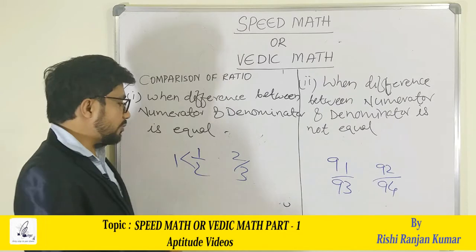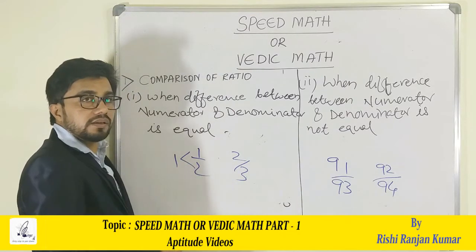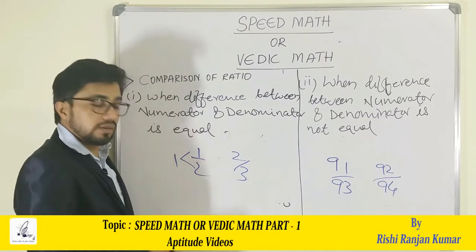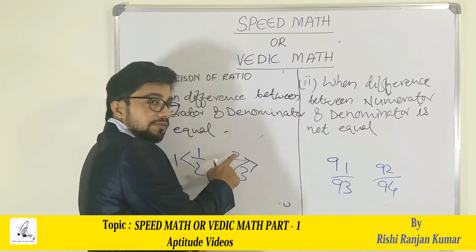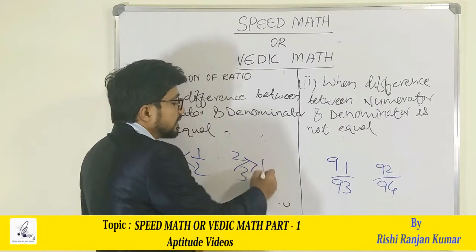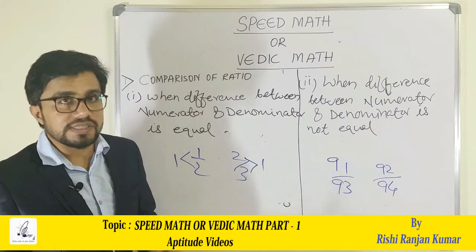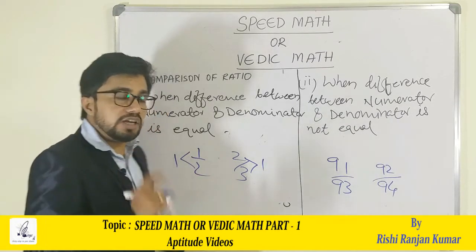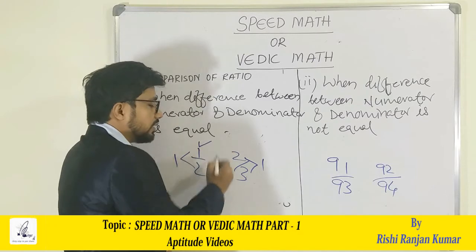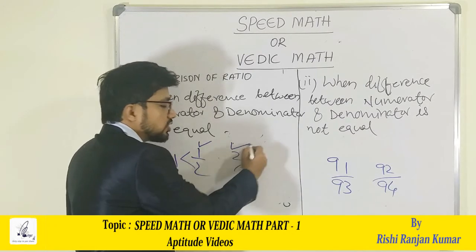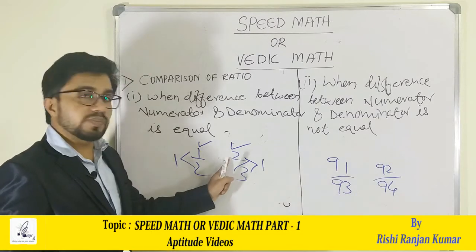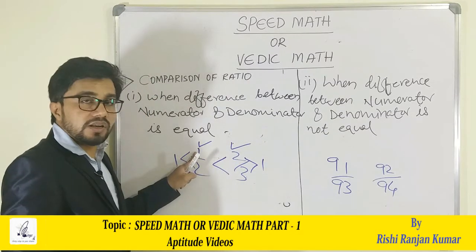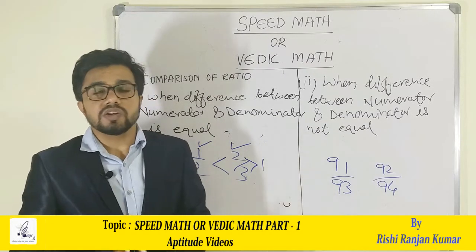Let's start with the same example once again, 1 by 2 and 2 by 3. Here, the difference between numerator and denominator is 1. What is the difference here? The difference between numerator and denominator, once again 1. Is the difference equal? Obviously yes. The difference is 1, 1, equal. In that case, all you have to do is compare the numerators. Here the numerator is 1, here the numerator is 2. Which one is bigger? Obviously 2 is bigger. When the numerator is bigger, the ratio is bigger. When the numerator is smaller, the ratio is smaller. That's all. No calculation required.